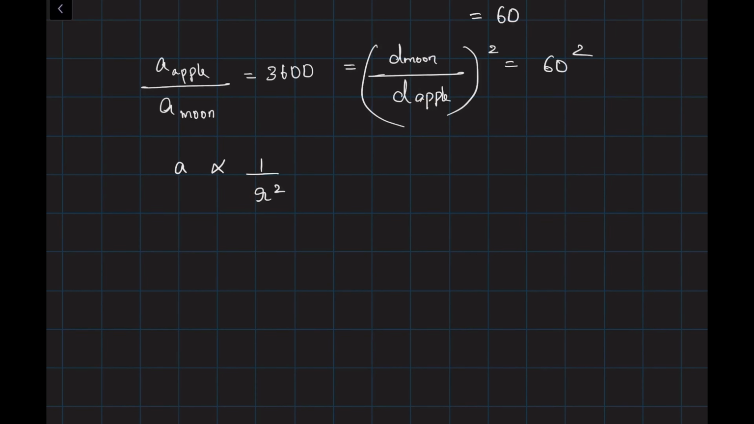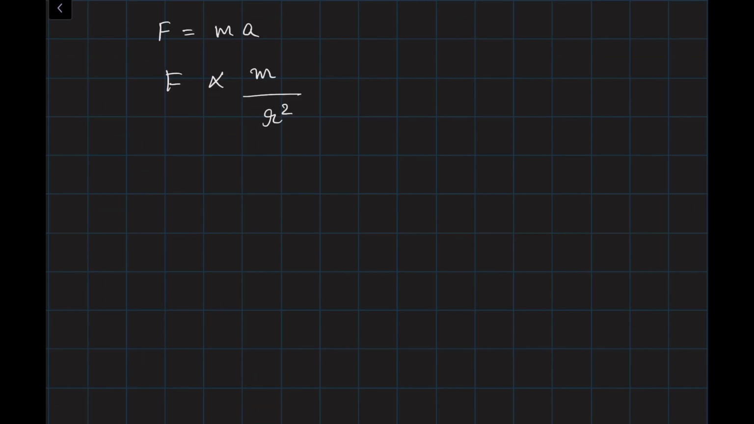Okay, why is it so? Because you can see the acceleration of the apple in the numerator on one side, and the distance of the apple from the center of the Earth in the denominator on the other side. So this acceleration is inversely proportional to the square of the distance. At that time itself, Newton had formulated the force theorem, which is force equal to mass into acceleration due to gravity. Thus, he came to the conclusion that force is directly proportional to the mass of the moon and inversely proportional to the square of the distance.